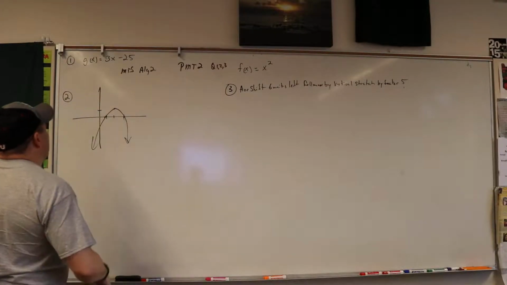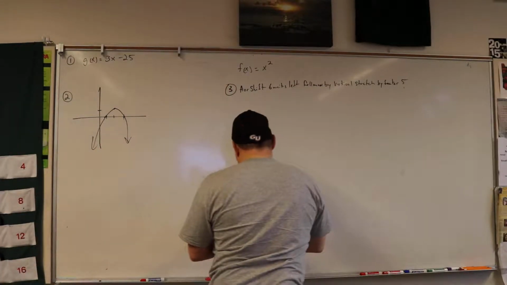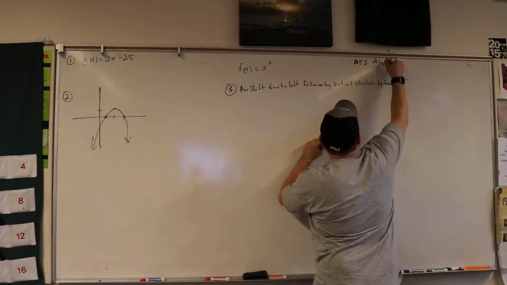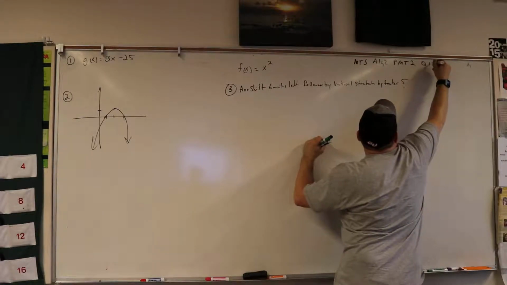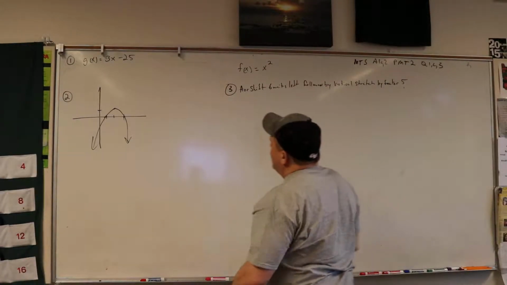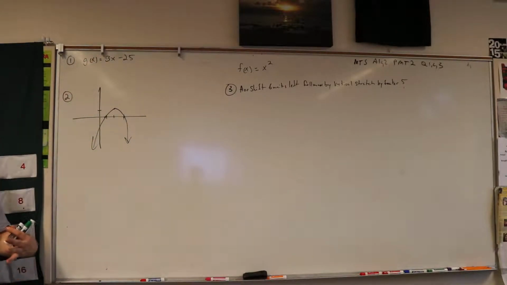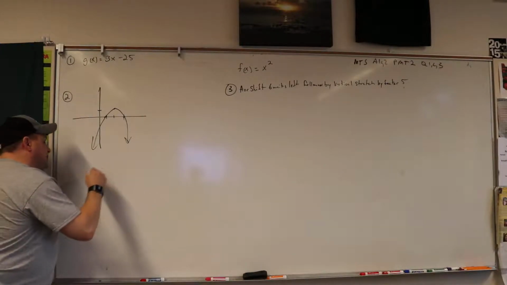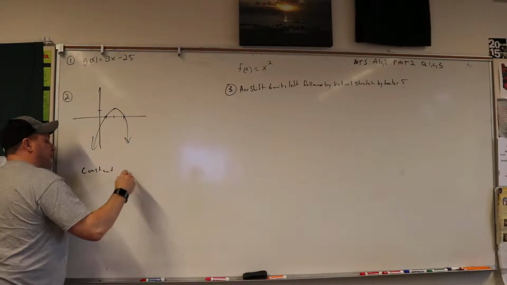Okay. So the first step is Alg2 Pmt2 questions 1, 2, and 3. Okay. First step is to tell me what kind of function this is, what parent function it is, right? So we have certain parent functions. Those should be in your notes. You remember, you have the constant, right?